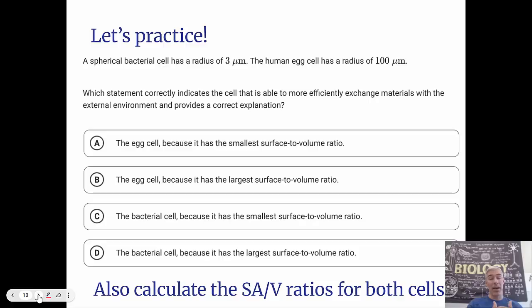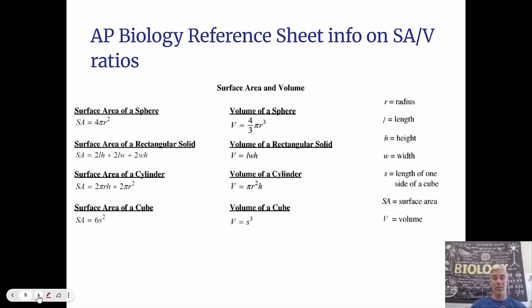But now I'm going to have you actually sit down and try to calculate the surface area to volume ratios for both cells. Now in order to do that, you're going to have to go back to this image right here and find the surface area and volume equations for a sphere, because that's what we're dealing with, right? You're going to have to go and plug in. I'm going to put a snapshot of it once I'm done.